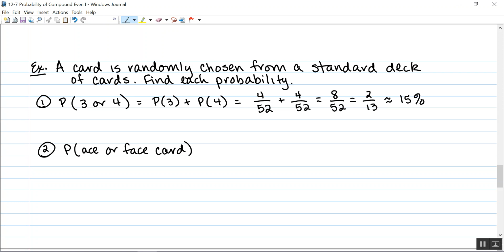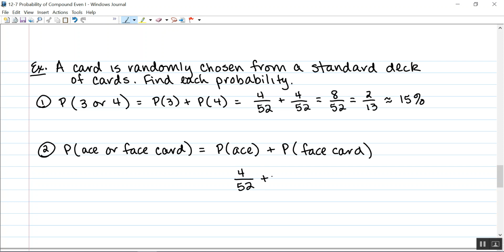Okay. Second example, what's the probability of drawing an ace or a face card? So that's going to be the probability of drawing an ace plus the probability of drawing a face card. And again, these 2 events cannot occur at the same time. A card cannot be both an ace and a face card at the same time. So the probability of drawing an ace is 4 out of 52, because there are 4 aces.